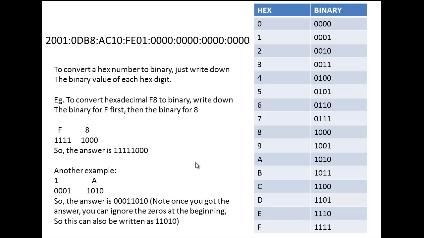Note here that you can ignore the zeros at the beginning of the hex number. So that if you had 0001, it would be the same as 1. So we have here 00011010, and if we ignored the 3 zeros, then we can also write that number as 11010.